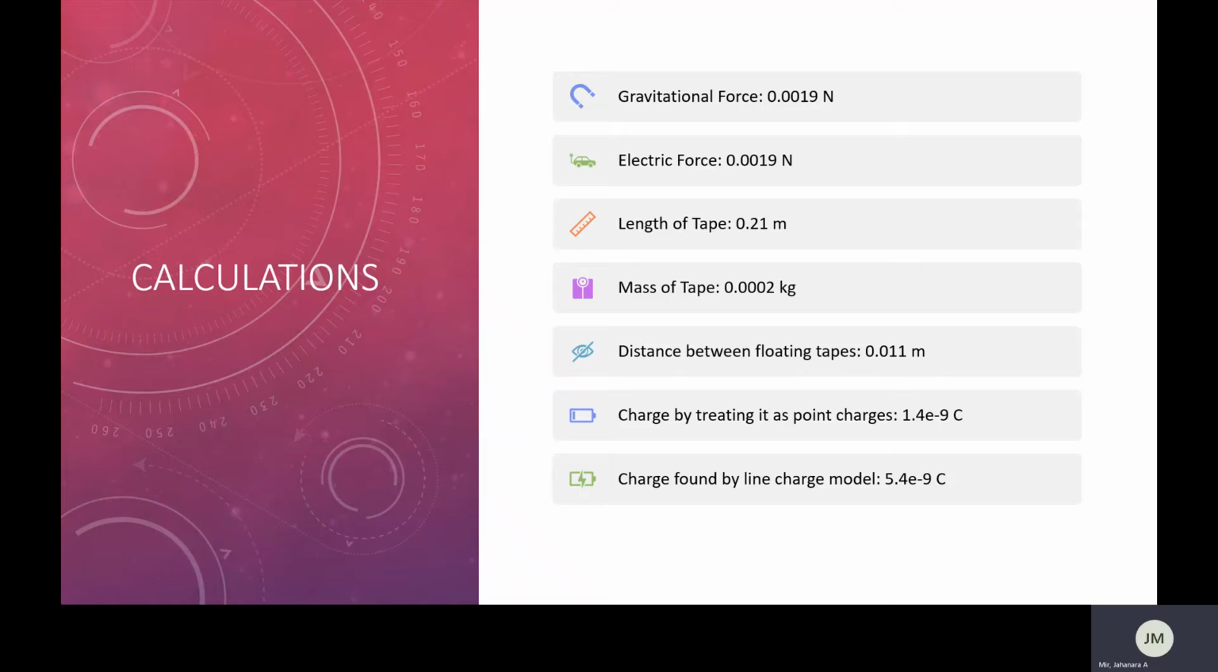The U-tape is positively charged and creates a negatively induced dipole when in contact with neutral objects. So these are some of the calculations I found. Obviously, the gravitational force and the electric force are the same. The length of tape was 0.21 meters. Mass of tape, 0.0002 kg. The floating tape height, 0.011 meters. The charge by treating it as a point charge was 1.4 times 10 to the negative 9 coulombs, and the charge found by the line charge model was 5.4 times 10 to the negative 9 coulombs.